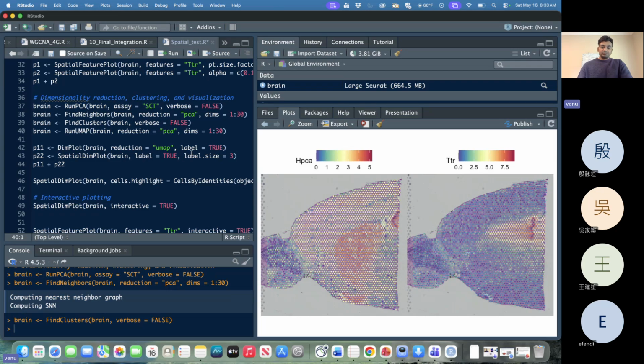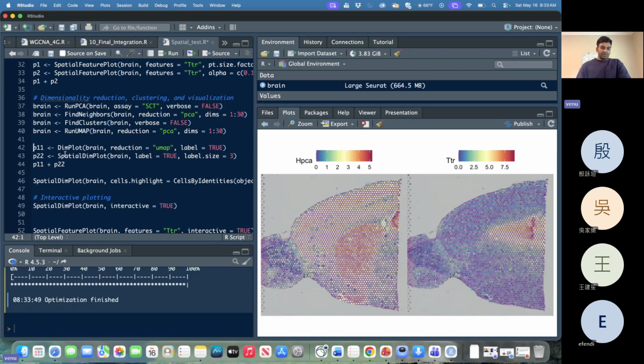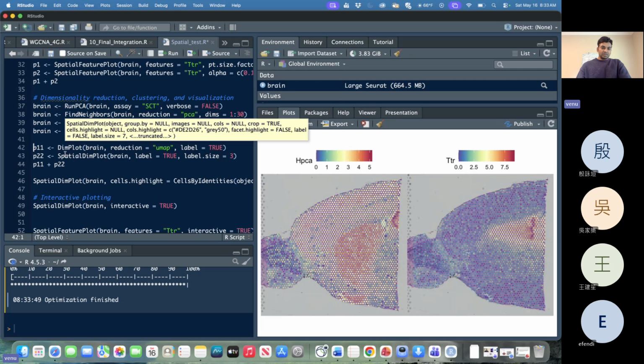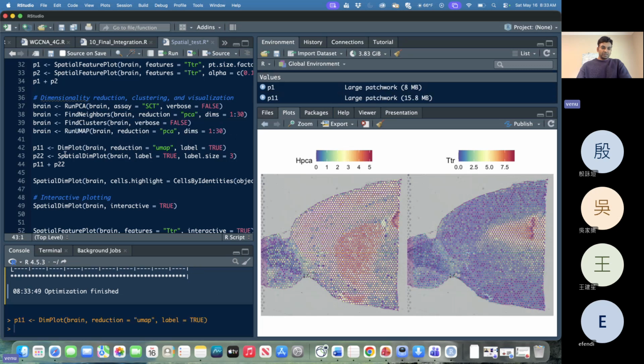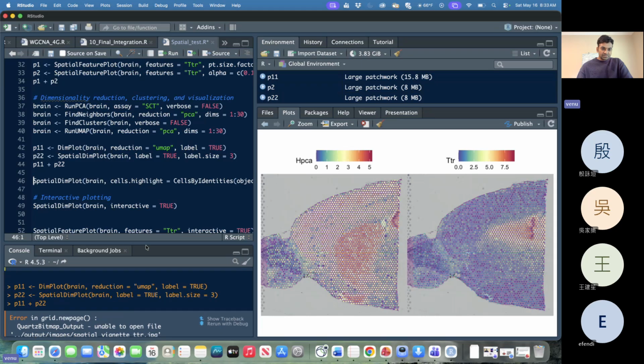Then we usually find the clusters in UMAP format. Then we can see what our UMAP looks like. And okay, this is interesting.